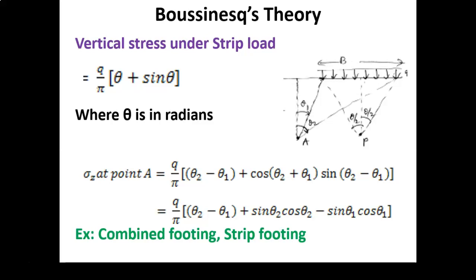For strip load, combined footing or strip footing can be taken as examples. All these equations have to be remembered for solving the numerical. The derivations are not required except for uniformly loaded circular area. Now let us see the derivation of uniformly loaded circular area.